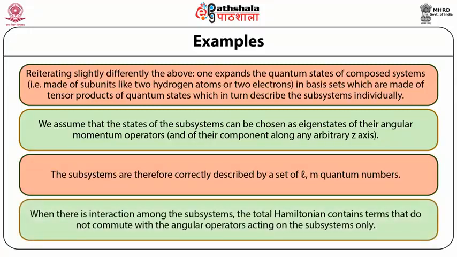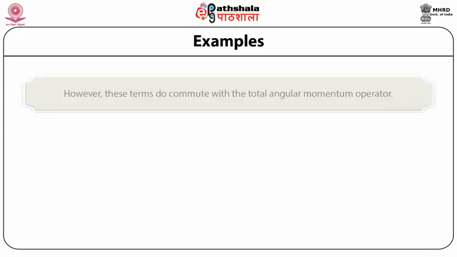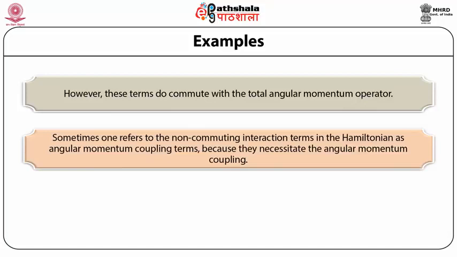When there is interaction among the subsystems, the total Hamiltonian contains terms that do not commute with the angular momentum operators acting on the subsystems only. However, these terms do commute with the total angular momentum operator. Sometimes one refers to the non-commuting interaction terms in the Hamiltonian as angular momentum coupling terms because they necessitate the angular momentum coupling.